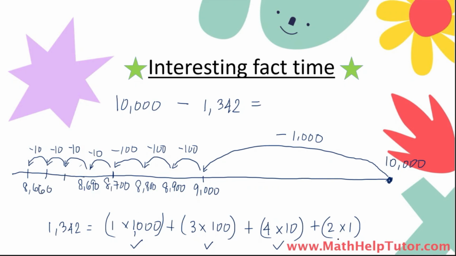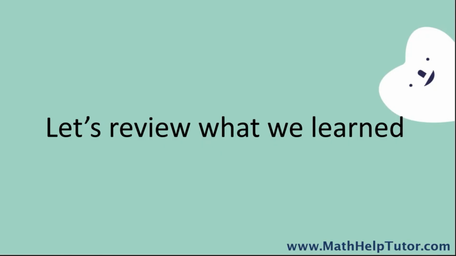Now let us subtract the ones place. We have two ones. So if we subtract 2 from 8,660, we have 8,658. And that is our answer. So the answer to 10,000 minus 1,342 is 8,658.